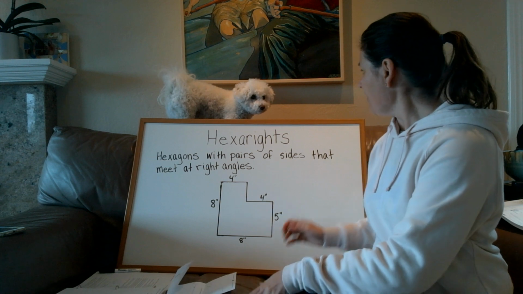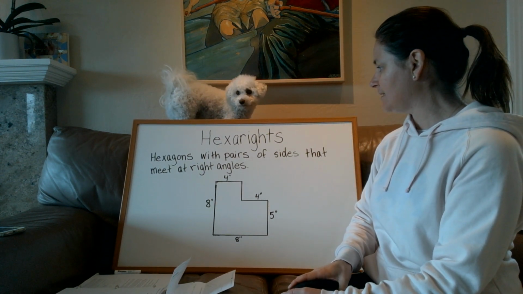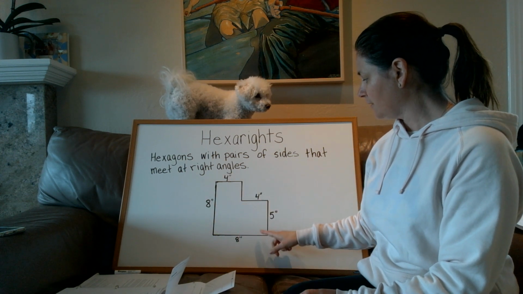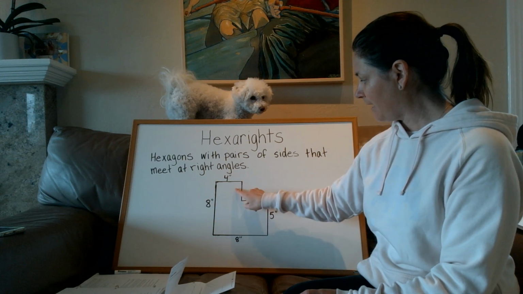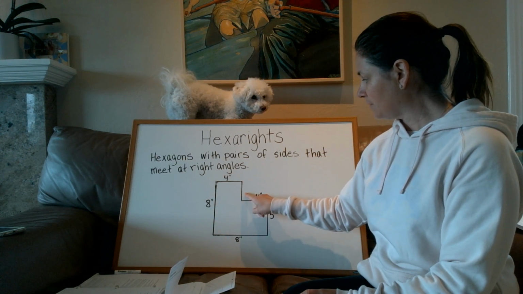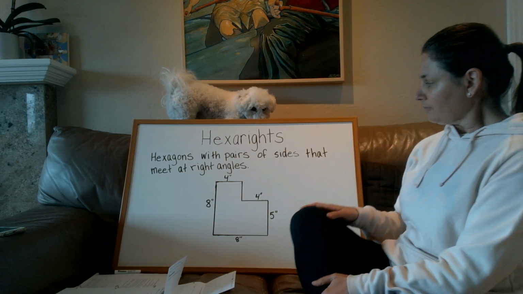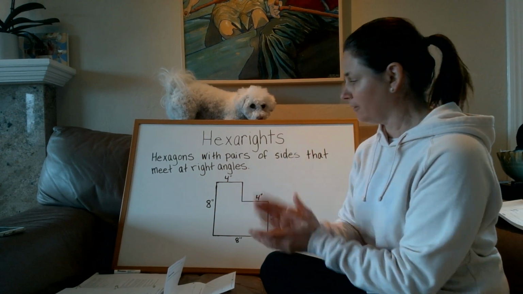Hexarights: hexagons with pairs of sides that meet at right angles. So here I have 1, 2, 3, 4, 5, 6 sides, and all of my angles are right angles. This one has the outside right angle. These are all inside right angles. And if you remember, a right angle is where it meets perpendicular.